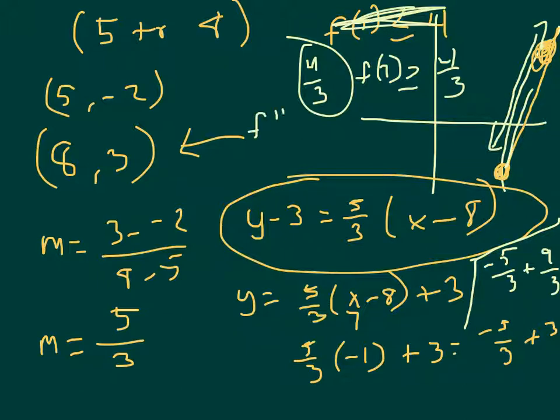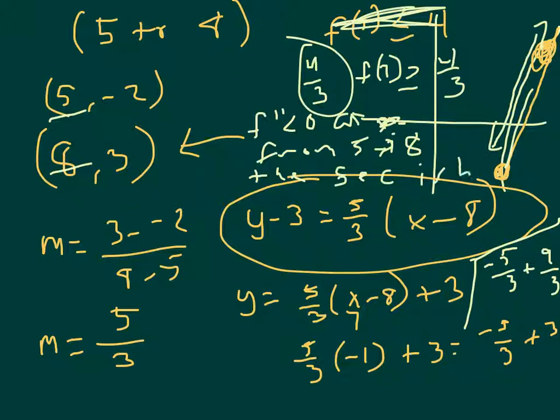Since f double prime is less than 0, from 5 to 8, my points, 5 to 8, because those are my points, then secant is below. I know this is really sloppy, but I just wanted to give you the sense.